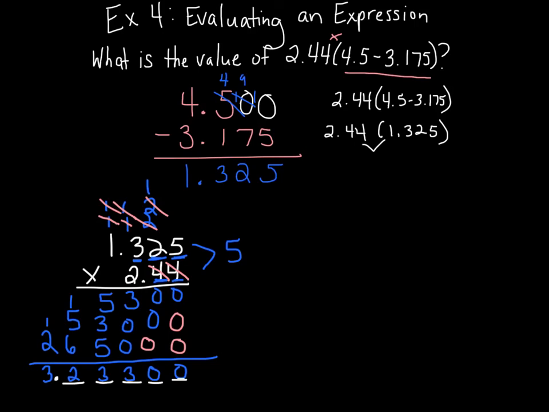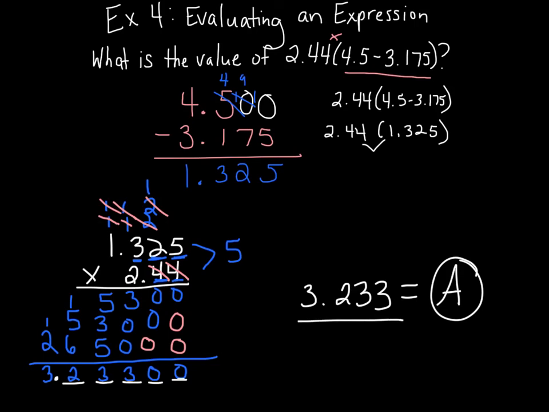And so your final answer, if you wanted to, you could drop off all these extra zeros at the end, but your final answer then would be 3 and 233 thousandths, and that happens to be answer choice D, or excuse me, I said that wrong. The answer choice is A for that one, according to the multiple choice answers that they give you, and so that's your final answer.